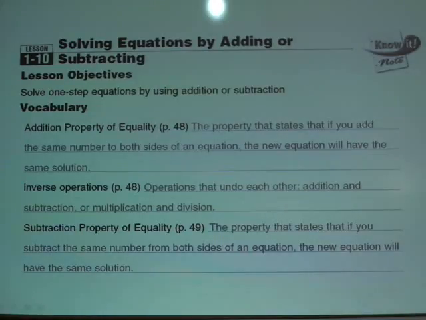This is a video presentation of 7th grade, Chapter 1, Section 10, Solving Equations by Adding or Subtracting.